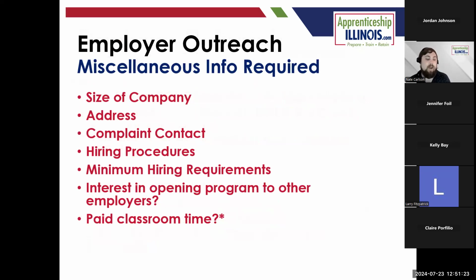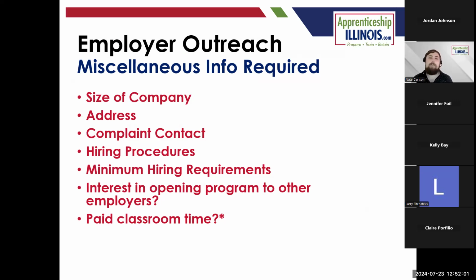And so we will need some additional pieces of information to register a program with the Department of Labor. We'll need to know the size of the company. We'll need to know their address. We'll need to know who their complaint contact is going to be in the unfortunate and unlikely event they receive complaints of some kind. Most often, this is going to be whoever the principal point of contact has been for the business, so no big hurdle there. We'll need to know the hiring procedures. Again, I noted earlier that one of the ways we ensure equitable treatment for apprentices in these programs is that employers have to have a standardized version of the hiring procedures for all apprentices.